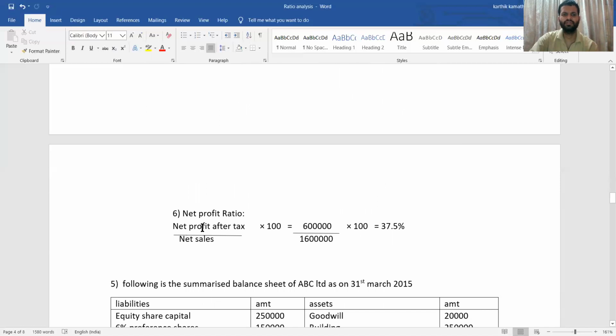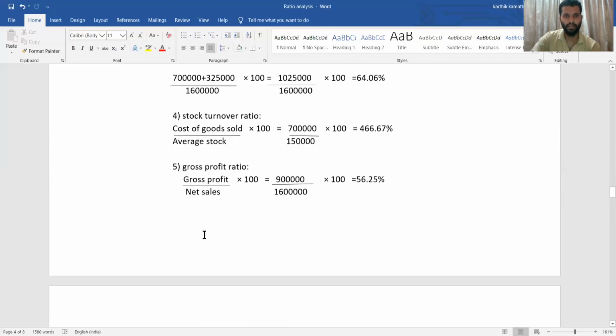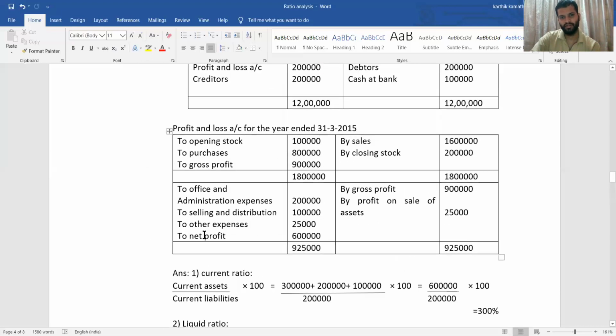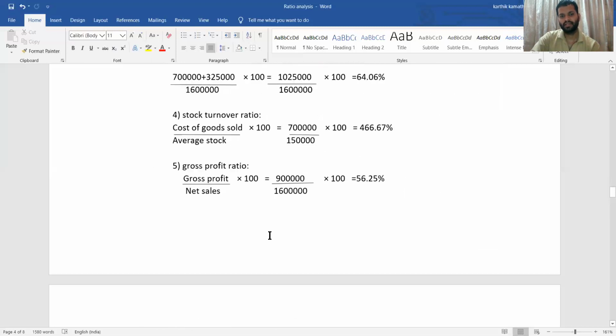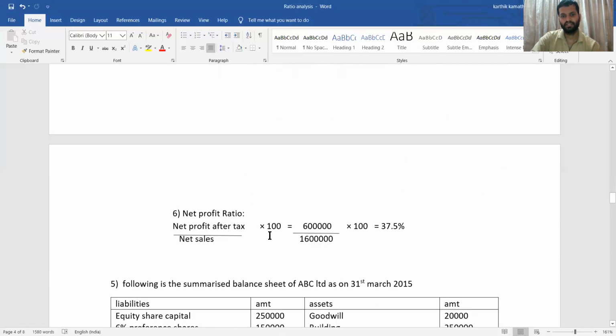Net profit ratio. Net profit ratio is nothing but net profit after tax divided by net sales into 100. For net profit after tax, is that information given? Yes, it is mentioned in the profit and loss account, debit side, net profit as 6 lakh. So 6 lakh divided by 16 lakh into 100, the answer will be 37.5%. So a very simple 12 mark problem. If you know the formula, you can easily score 12 marks.